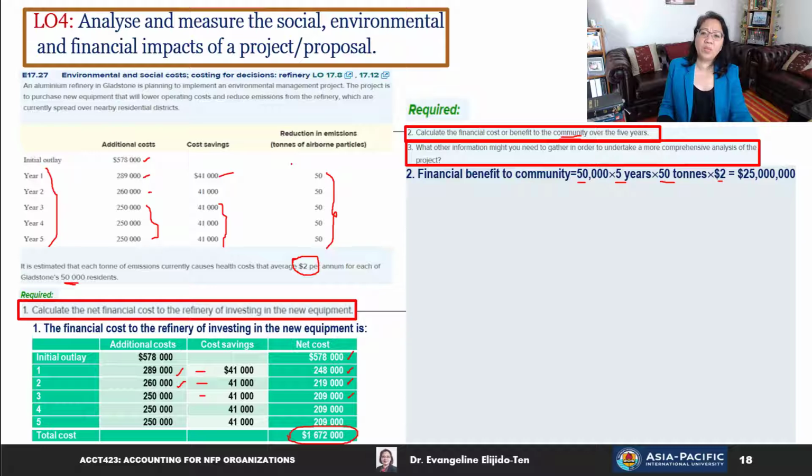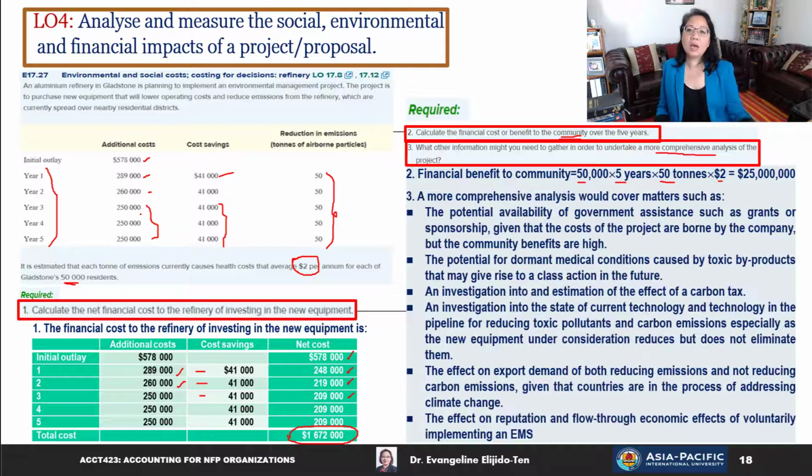So let's go to requirement number 3. What other information might you need to gather in order to undertake a more comprehensive analysis of the project? So these are just some of the information that you need to gather. As what I've said, the potential benefit goes to the community. So let's have a look at potential availability of government assistance, such as grants or sponsorship, given that the costs of the project are borne by the company, but the community benefits are high. So that is a very important information to gather.